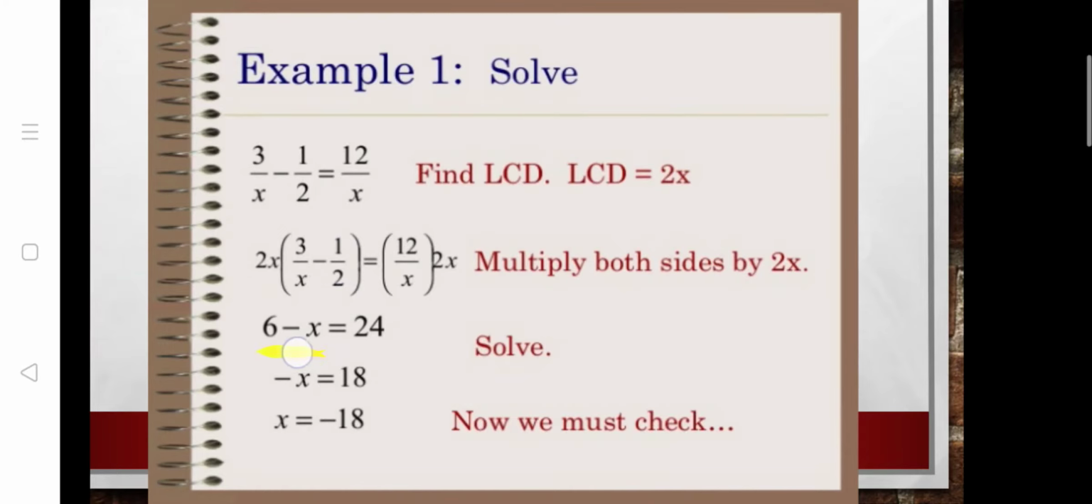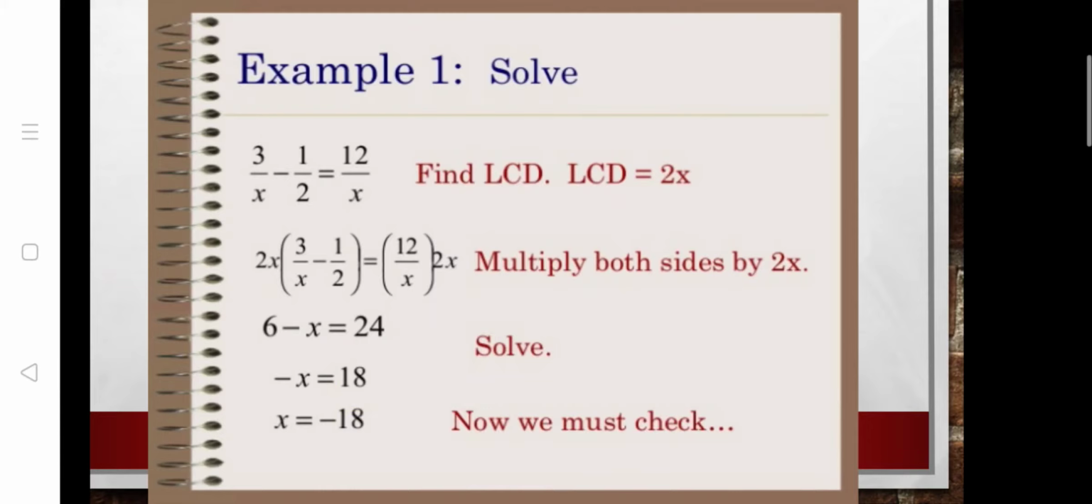Then on the right side, we have one term only. So 2x times 12 is 24x. Divided by x is 24. Then after that, we have to combine like terms. So this 6 will be transferred to the other side. Positive 6 will become negative 6. That's why 24 minus 6 is 18. So we will be having negative x is equal to 18.